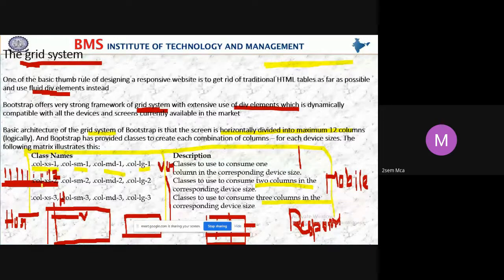See here, you can see the second line: col-xs-2, col-sm-2, col-md-2, col-lg-2. Col is nothing but column. These are the classes used to consume two columns in the corresponding device size. SM2 means it consumes two columns. Col-sm-3 means it consumes three columns. SM11 means it consumes 11 columns. Col-sm-12 means it consumes 12 columns. Col-sm-13, can we give 13? Yes, students, can we give 13? Those who are listening, at least they can respond. No, ma'am. Why? Because here the maximum size is 12 columns.